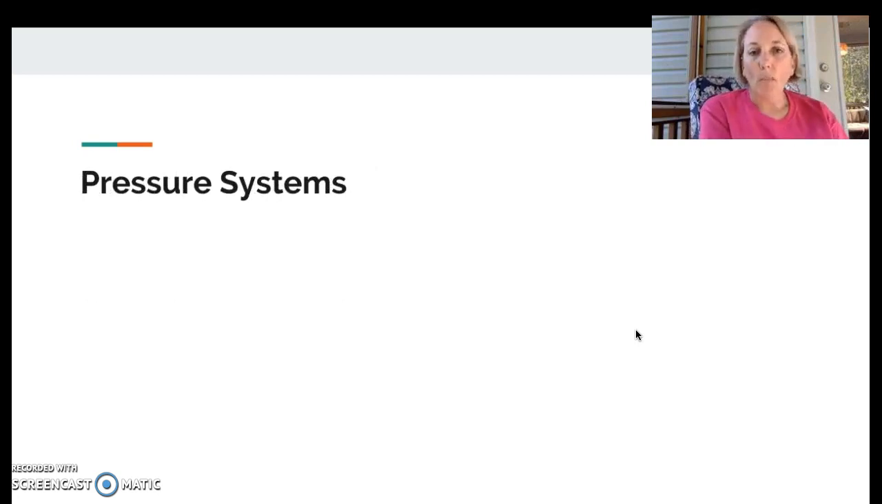So now we have to talk about pressure systems. So how do these air masses get moving? It all has to do with the pressure that is in the troposphere, okay, the air pressure. And we have 2 types of pressure systems we'll talk about.